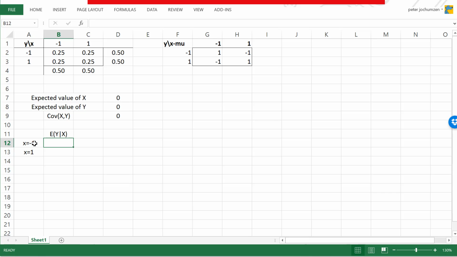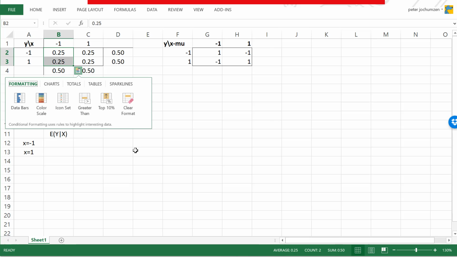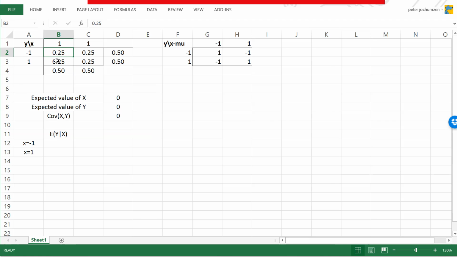In this cell, I am trying to calculate the expected value of y when x is minus 1. Well, if x is minus 1, I know that one of these two must be the outcome. So y can take the value minus 1 and 1, but I can't just simply multiply by these probabilities because they do not add up to 1.